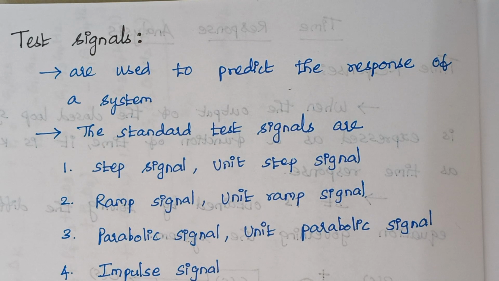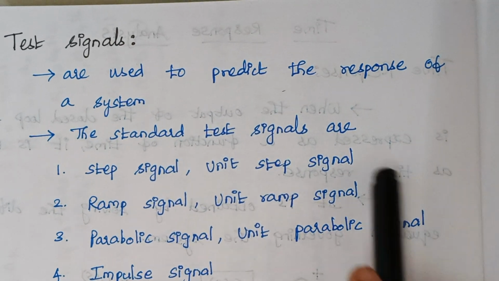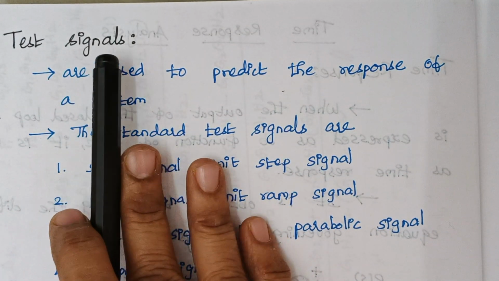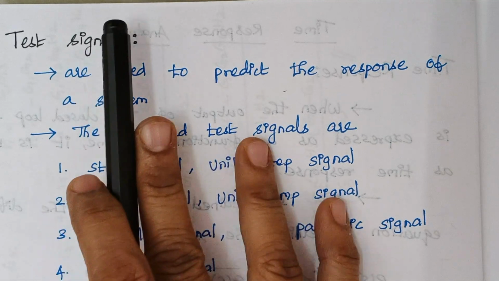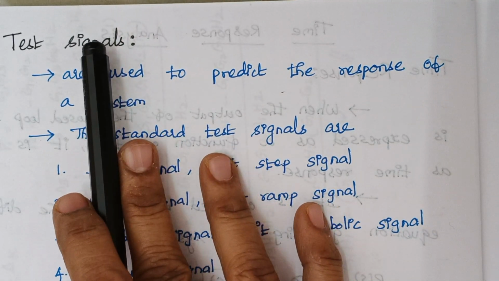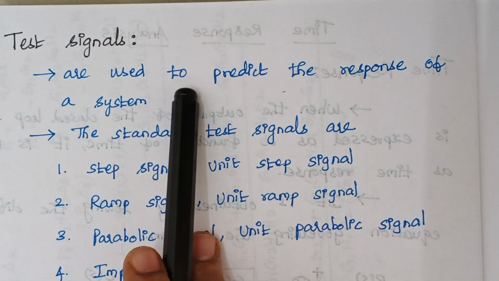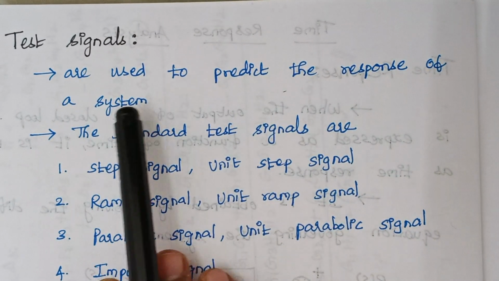Today we are going to discuss test signals in control systems. So, what is a test signal? A test signal, as the name indicates, is a signal we use in order to test a system. These signals are used to predict the response of the system.